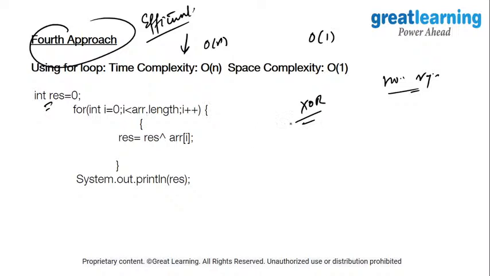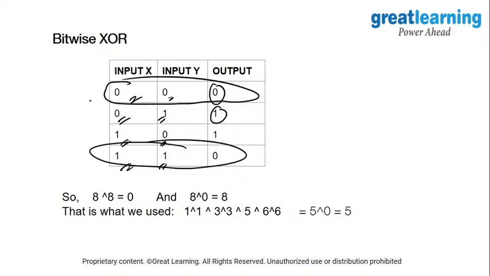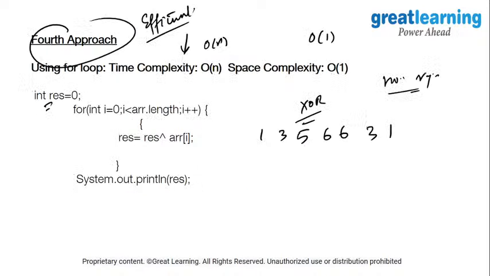Yes, I will explain this XOR. So now we will be doing the same stuff here. So here we have 1 3, then we had 5, then we had 6 6, then we had 3 1. Now what we know of this XOR is that if both the input bits are the same, it will always result in 0. So that's what we are going to use.